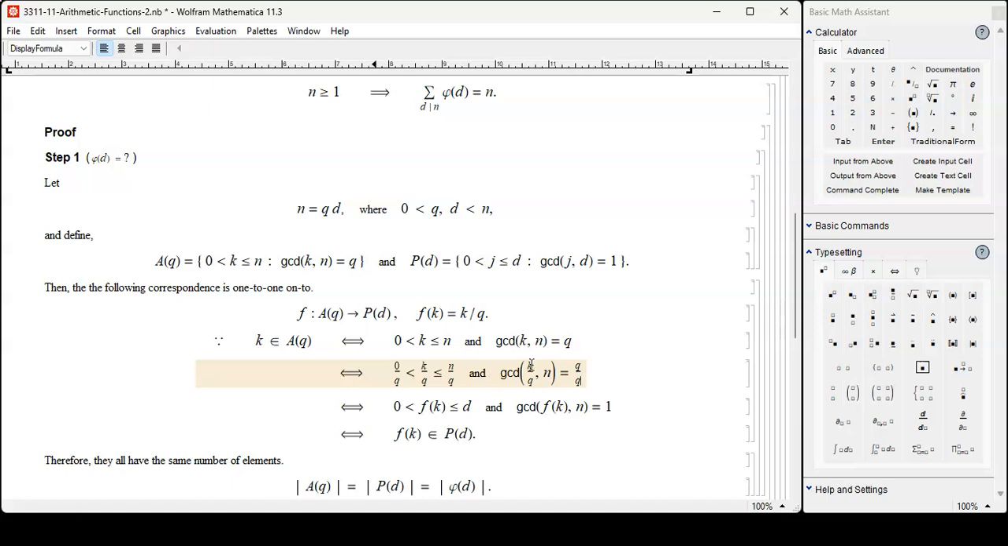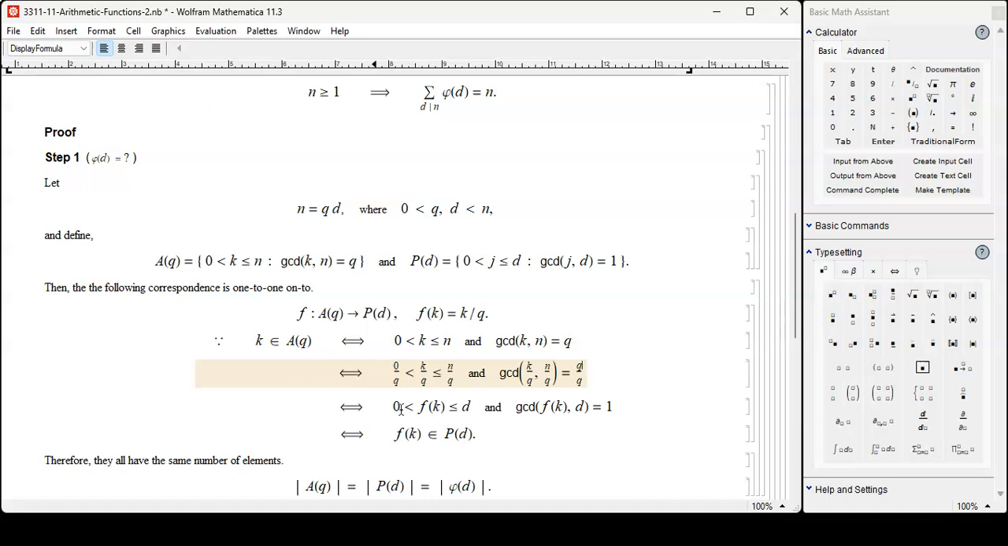And then again divide by Q, and I forgot this division, sorry about that. Divide by Q and divide by Q, all right.